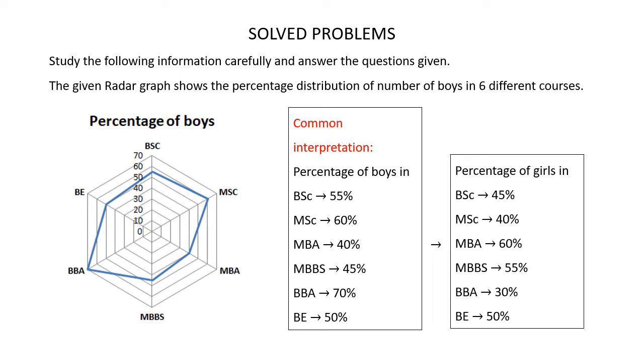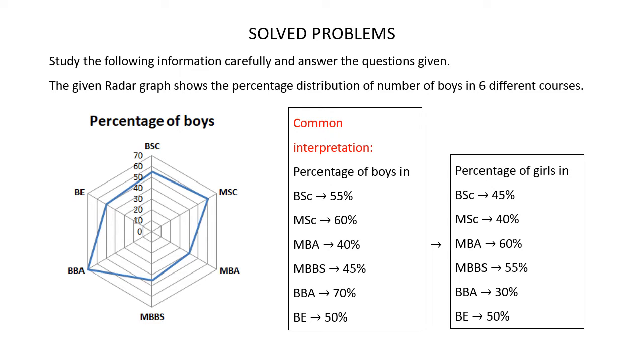Also, from the zero center, the data values increase as you move away from the center. So if the center point is 0%, then it's given that the next point is 10%, the next point is 20%, the next point is 30%, and so on till 70%.